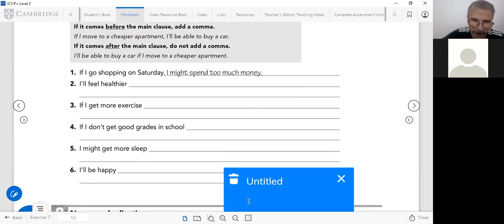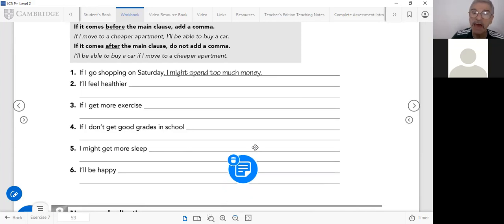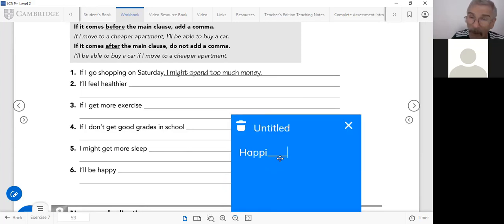Okay, happy. If you add happy instead of happier, a Y, I change it for an I, and you have to add 1, 2, 3, 4 letters. What are the letters that you have to add to happy in order to transform it into a noun? Happiness. You are right, completely right.